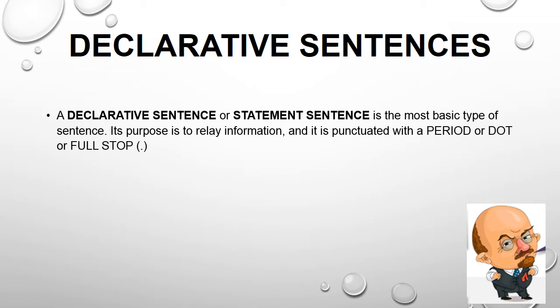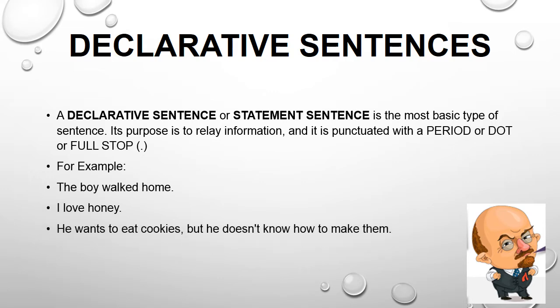Next, we are going to see examples of declarative sentences or statement sentences. The boy walked home. I love honey. He wants to eat cookies, but he doesn't know how to make them. Dogs are man's best friend. So these sentences just tell you about a person or what you like. Like you like honey, you are just telling that I like honey. Okay, so this statement ends with a period or dot. That is called a declarative sentence.